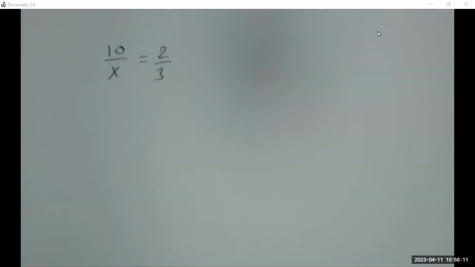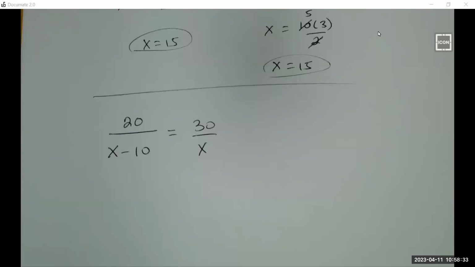Let's try another one. 10 over X equals 2 over 3. There, and you'll turn in this one to me. And then on Thursday, I'll work it out for y'all.